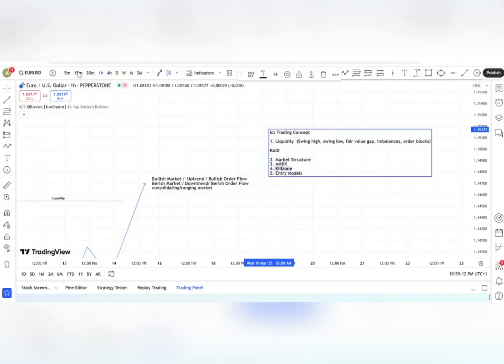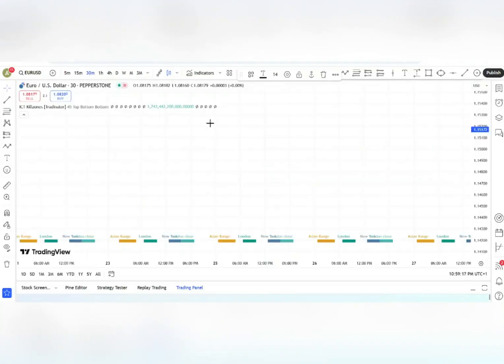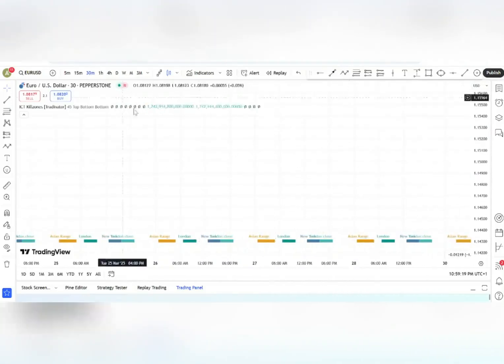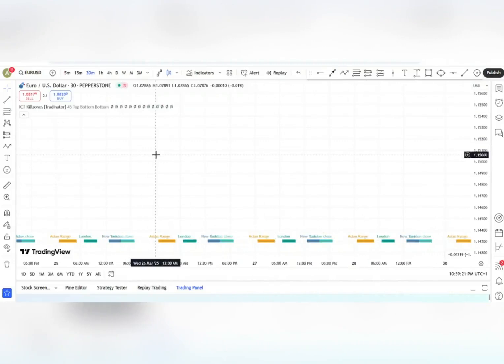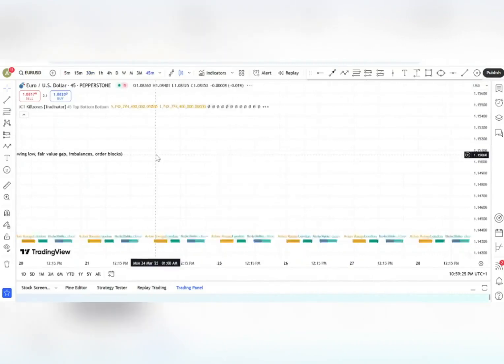So let's use the 15 minutes. You can see Q zone from 30 minutes downwards, or let me say 45 minutes. You cannot see it in the hour time frame. No, you cannot see Q zone in the hour time frame.